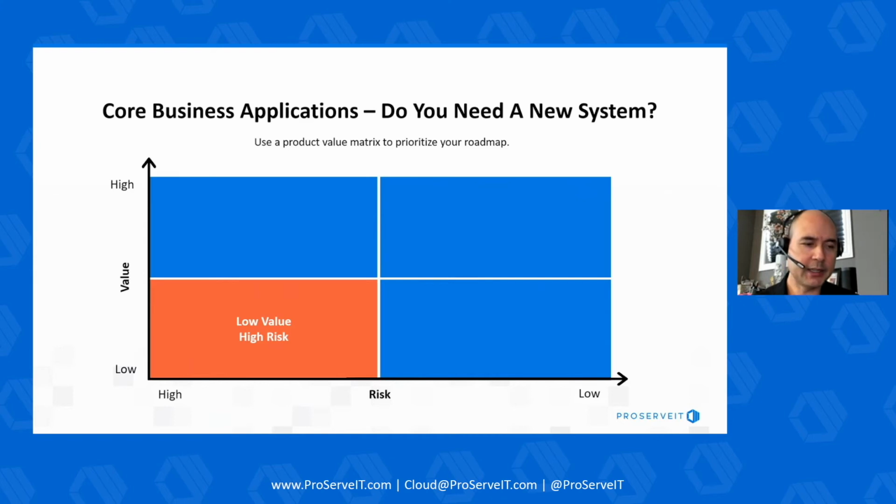On the low value side, you can identify this if there are a lot of tasks, even though you have this core business system, that still need to be done manually. Or there are key processes in your business where you have a workflow and you work in and out of the system. So you do task A in the system, then you do task B outside the system, and back and forth.